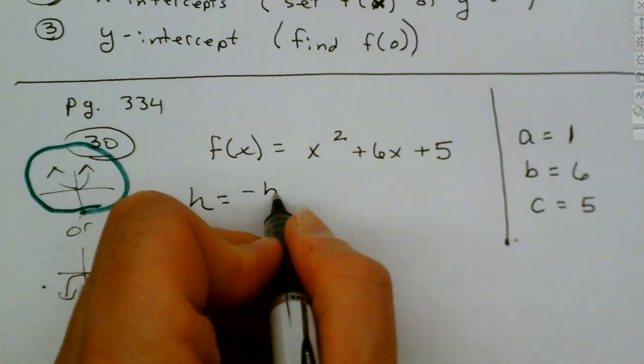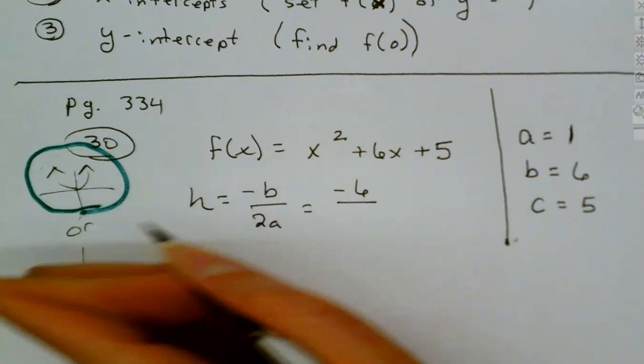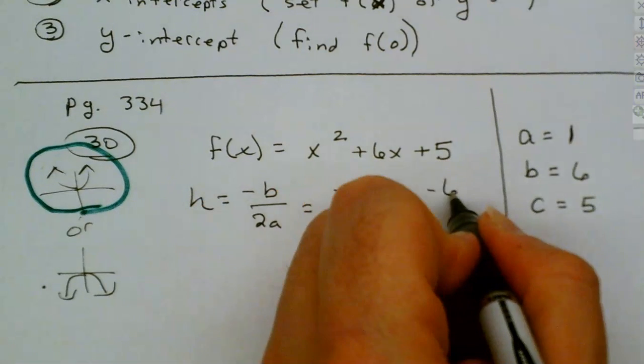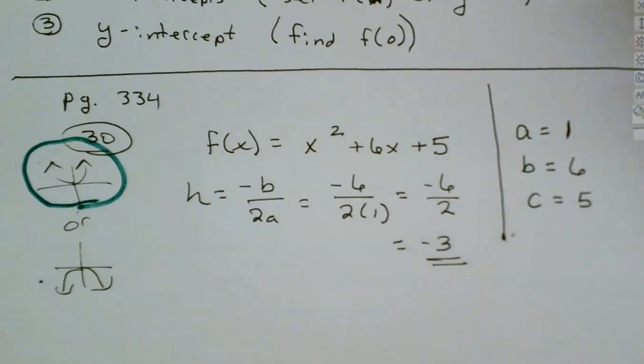So h is minus b over 2a, and that's minus 6 over 2 times 1, which is then minus 6 over 2, which is then a minus 3, isn't it?